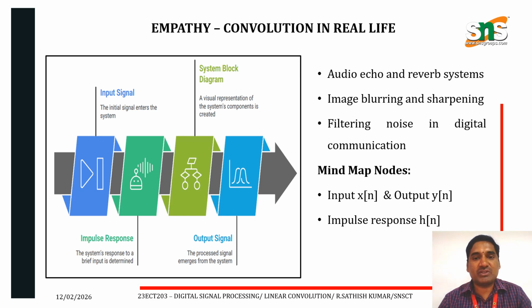The mind map nodes of convolution are input x of n, output y of n, impulse response h of n. The initial signal enters the system, then a visual representation of the system component is created, and finally the system response to the input is determined. The processed signal emerges from the system.